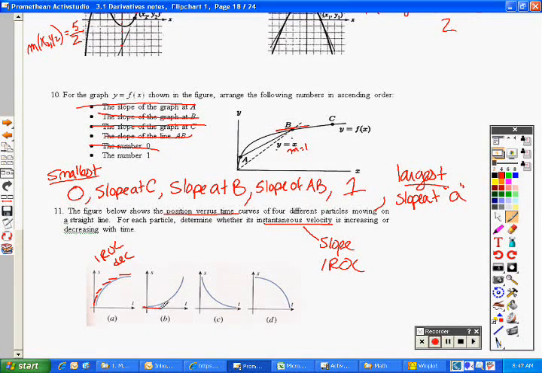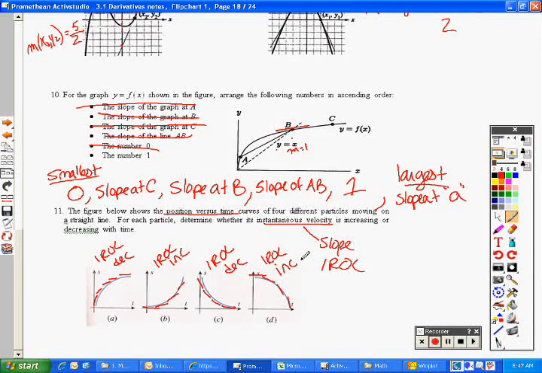Let's look here. Tangent line, tangent line, tangent line, tangent line. As you see, those tangent lines are getting steeper, so the IROC is increasing. Tangent line, tangent line, tangent line, tangent line. The instantaneous rate of change is decreasing. Tangent line, tangent line, tangent line, and so on. The instantaneous rate of change is increasing.